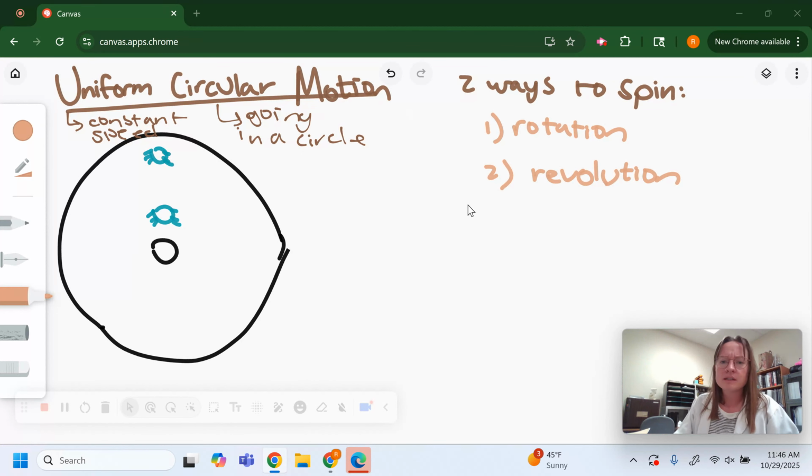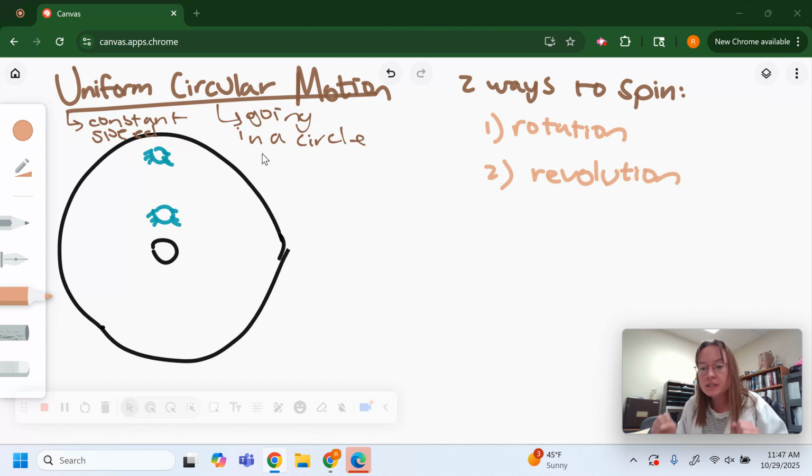Now that we've talked about the two ways to spin, take a look at these little bugs on the record. Which are these bugs doing? Are these bugs rotating or are they revolving? You say, Miss Wilson, they are revolving. Check it out. They're spinning around the center of the record, which is here. And so that's their axis of rotation. They are going around that externally.